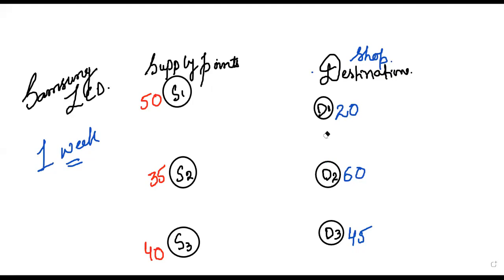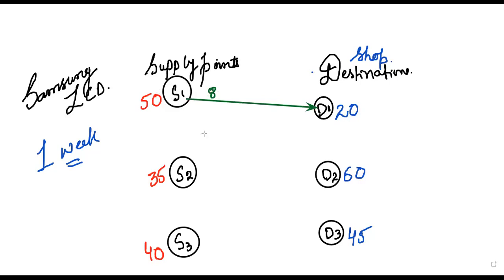Obviously, there will be some cost involved in transporting the goods from the supply points to the destinations. Let me show it here. Let me consider an example where goods are being taken from source 1 to destination 1. I say that the per unit cost in transporting 1 unit of this Samsung LCD from supply 1 to destination 1 is, suppose, rupees 8. Sorry, it is the cost involved in transporting 1 unit of this product from supply 1 to destination 1.